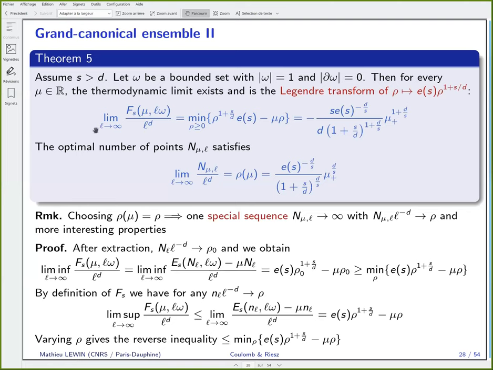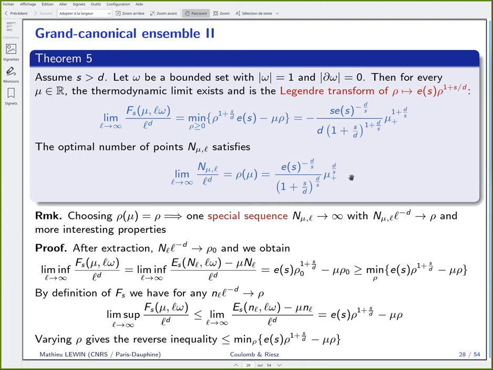Okay, so the precise statement is that the limit of the capital F divided by the volume is the minimum over rho of rho to the 1 plus s over d times e minus mu times rho, which is this number here, okay? And furthermore, the optimal number of points will go to the corresponding rho of mu, so the optimum of this minimization problem over rho, which is this value.